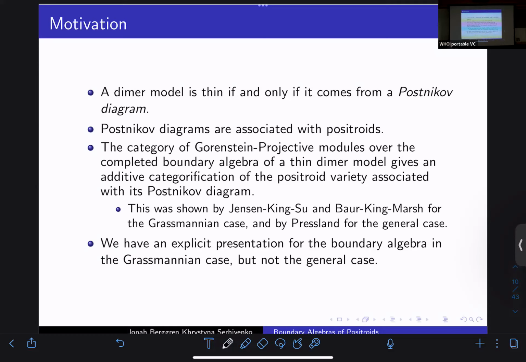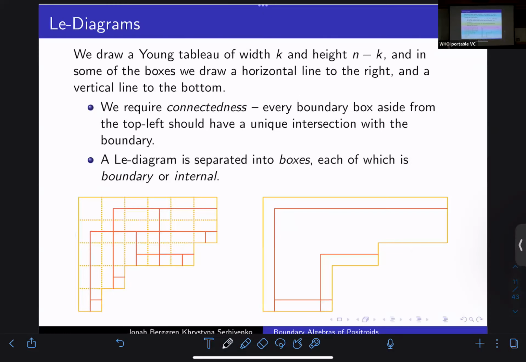Now, in the Grassmannian case, which we'll see a little bit later, we know what the boundary algebras look like. It's a nice circle quiver and simple relations. For the general case, it's not clear, and that's what we're trying to address here. We want to see what the more general ones look like, maybe find some formulas. Okay, so how are we going to get at boundary algebras of more general positroids?